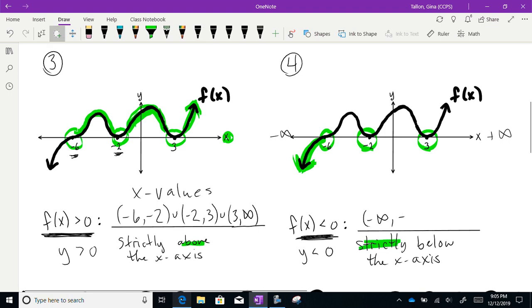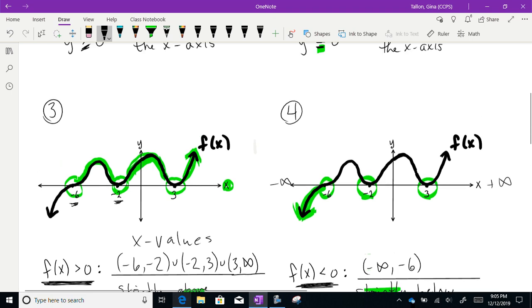Right there at negative 6. And I do not include negative 6. And there is nothing else for the rest of this graph that is included in my domain intervals here. So I am finished with these 4 problems. Now, let's go back to the top here.